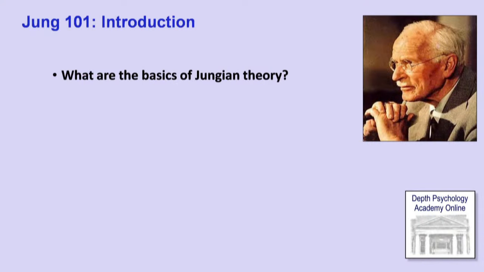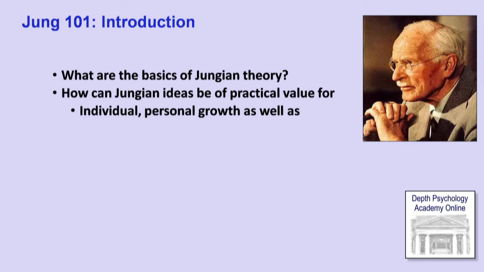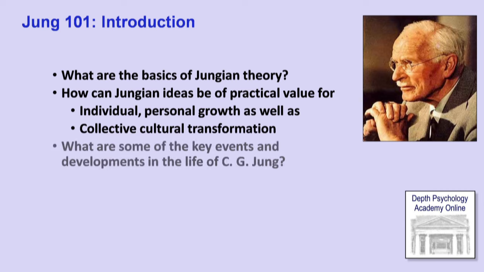So what are we going to do in this first session? In general, we will look at what Jungian psychology is and why, as I say, I feel it's so valuable to contemporary culture. And yet at the same time, it's widely overlooked by contemporary culture. Specifically, we're going to look at the basics of Jungian theory and discover some of the ways in which Jungian psychology can be of enormous practical value, as I've said, for individual personal growth and for collective cultural transformation. We'll briefly look at some of the key events and developments in the life of C.G. Jung, just to give us some context and some background on how he came up with this theory and really what sort of cultural milieu he emerged out of.